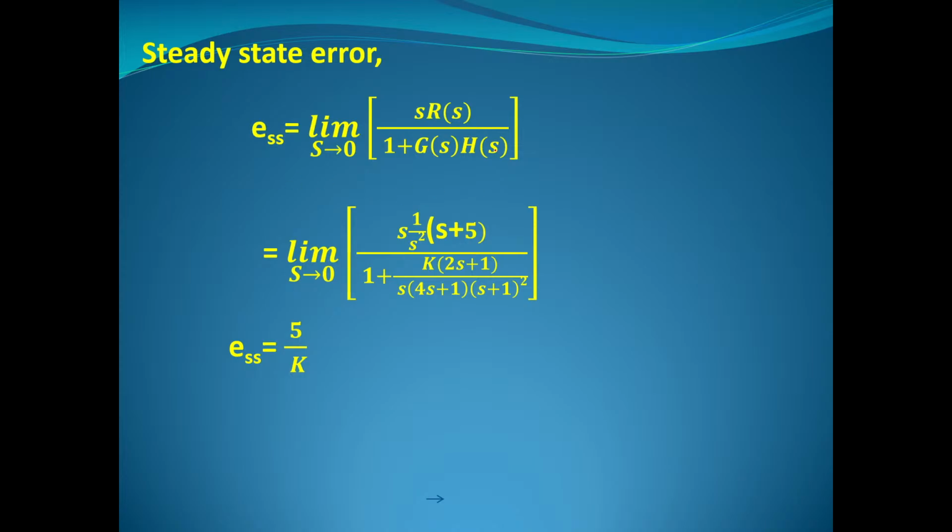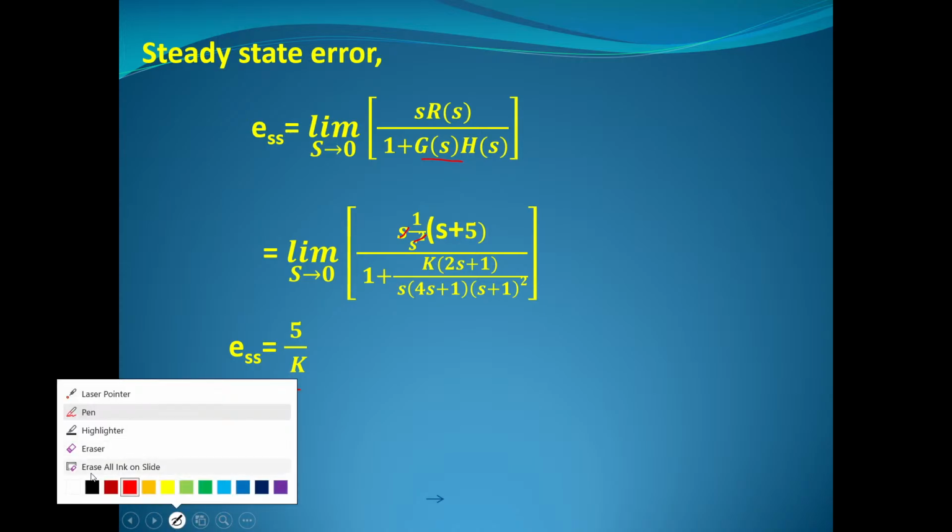Now just substitute R of s and G of s. H of s is 1. Solve it, and if any terms cancel, just cancel them and simplify it. You will get steady state error equal to phi divided by K. Just write it down. As soon as you complete, mention it in the chat box.